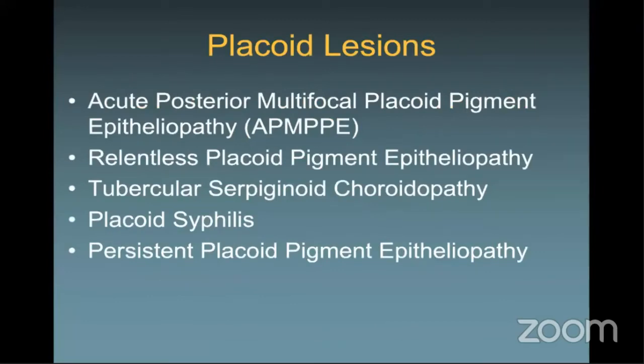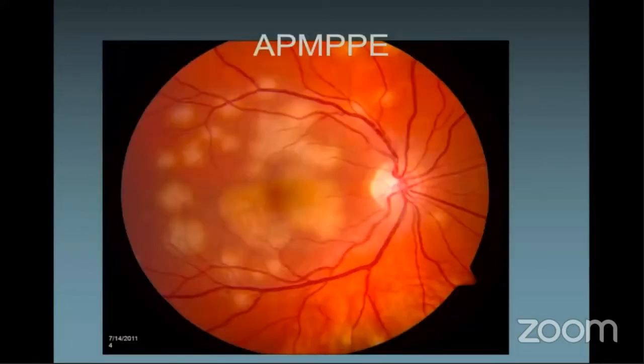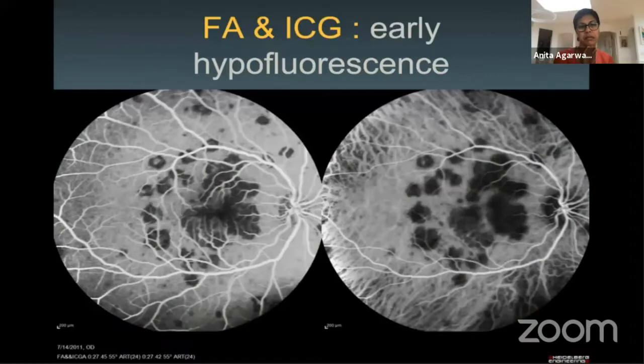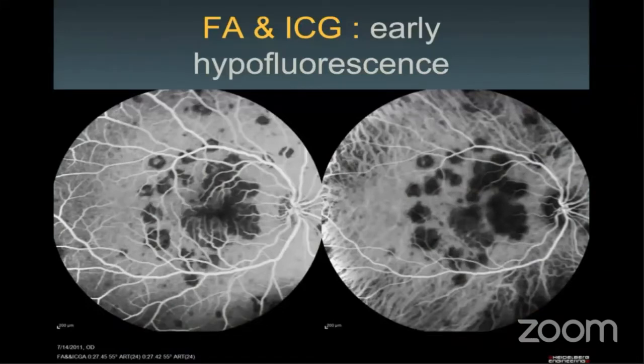I will try to display imaging features of 5 different plaque diseases as listed here. This is a bilateral condition with creamy yellow lesions that come on acutely with significant loss of vision in both eyes. The fluorescein angiogram shows hypofluorescence in the early phase. The ICG is always hypofluorescent, so right eye.